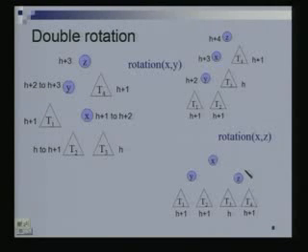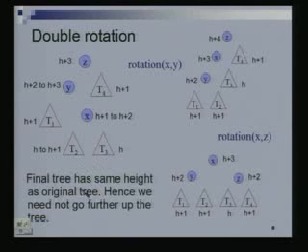Now let's compute heights. Height of y, h plus 2. Height of z, h plus 2. Height of x, h plus 3. Height balance happens. This is balanced here, it's balanced here, height is balanced here. Furthermore, the height of this subtree is the same as the height of the original subtree we had, h plus 3. So the final tree has the same height as the original tree, hence we need not go further up the tree.